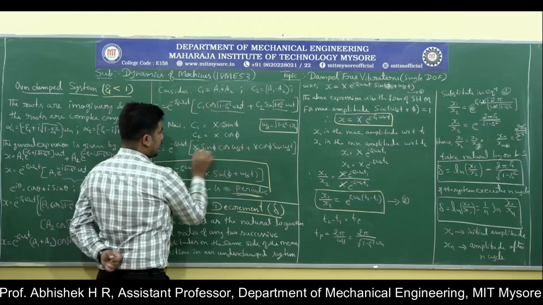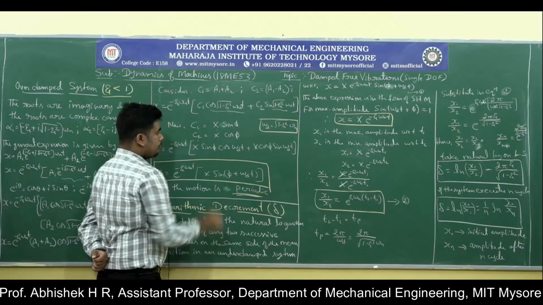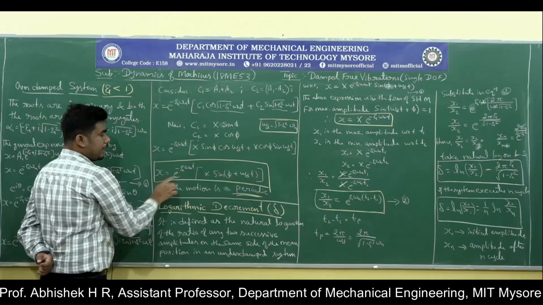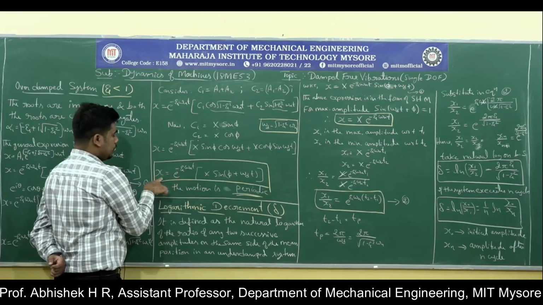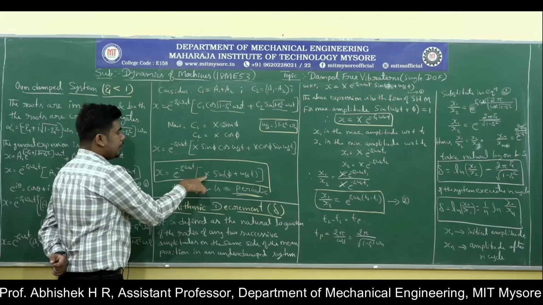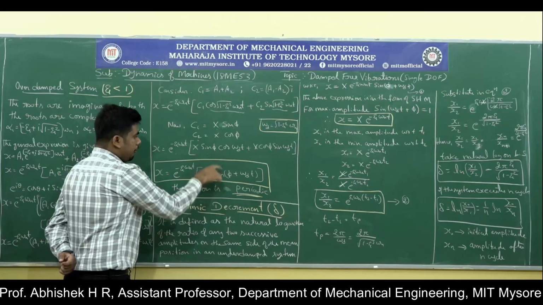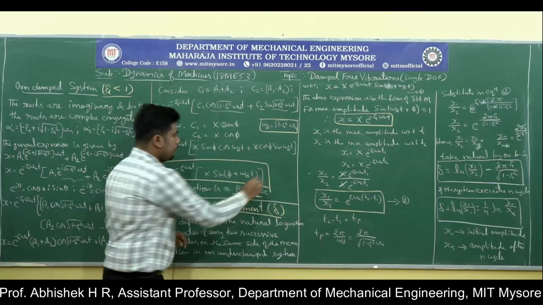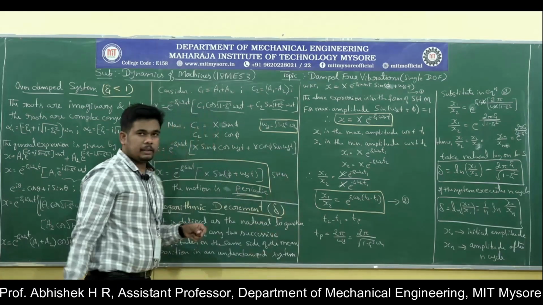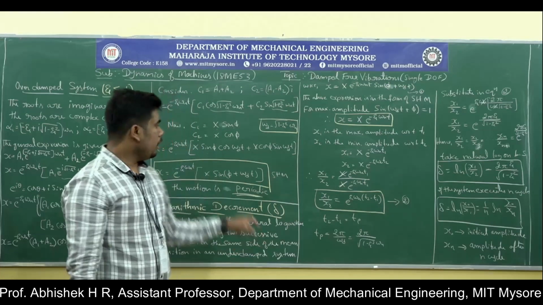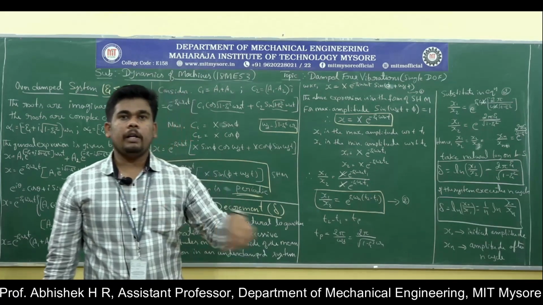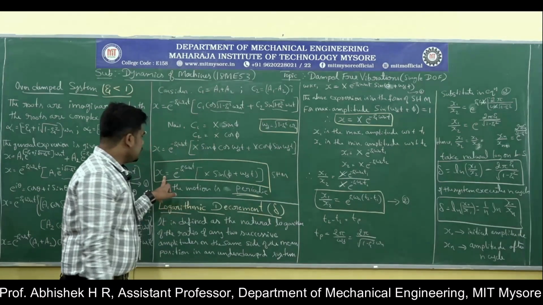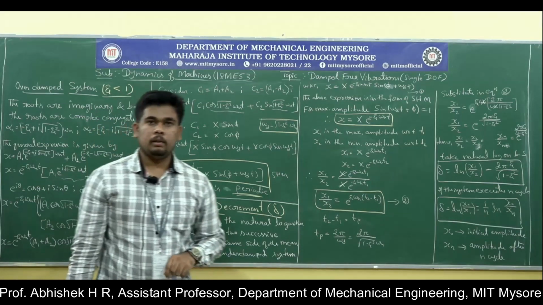Observe this condition, here X is common and these terms are in the form of sin a cos b plus cos a sin b. It is nothing but sin of a plus b. So your final expression is x is equal to e to the power of minus zeta omega n into t into X common factor sin of phi plus omega d into t. It is in the form of simple harmonic motion, right? x is equal to A sin omega t. So that's why we say this condition is periodic motion like an underdamped system. So this is the expression for the underdamped system.